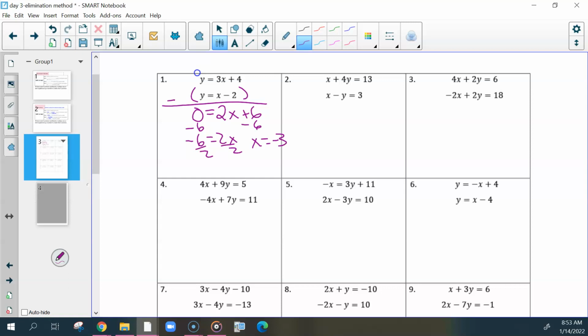And then this next part is just like the substitution method. Once you have one of the x or y, put it back into one of your equations and find your other. For this one, these both have a y equals, so it doesn't matter which one you choose, pick one. I'm going to choose this bottom one, y equals -3 minus 2. And then once you have your x and your y, put those together in an ordered pair.